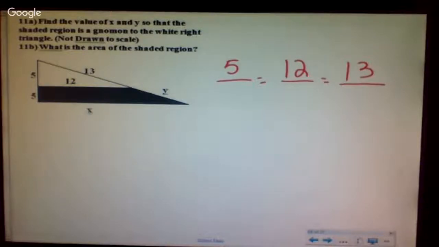What's my small side on my big figure though? Once I've added my gnomon, what's my small side now? 10. It's this side here, which is 10, because it's 5 from the original and 5 from the gnomon that we added on. What is my middle side? X. What's my long side? 13 plus what? Yeah. Louis, I'm so proud.